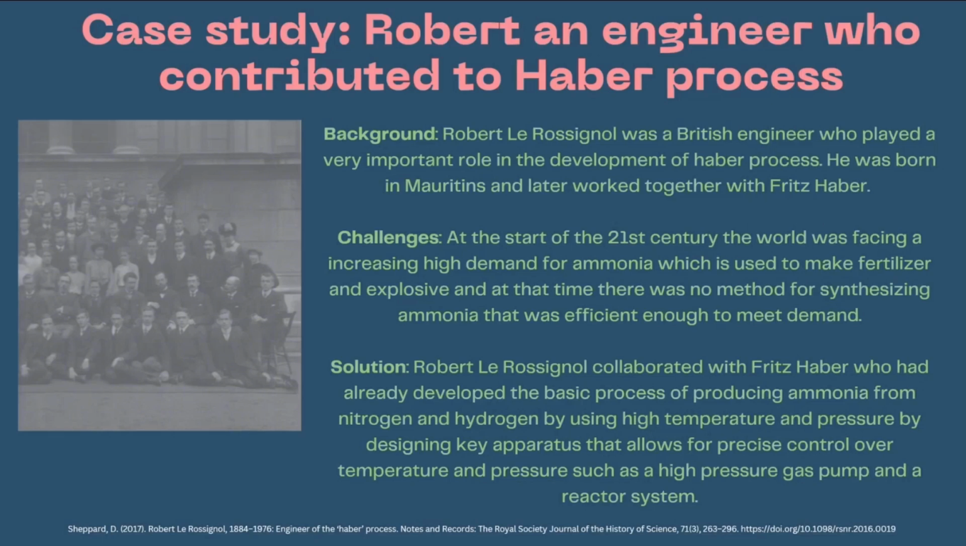The solution to this was that Robert collaborated with Fritz Haber, who had already developed the basis of producing ammonia from nitrogen and hydrogen by using high temperature and pressure. He did this by designing key apparatus that allows for precise control over temperature and pressure, such as a high-pressure gas pump and a reactor system.